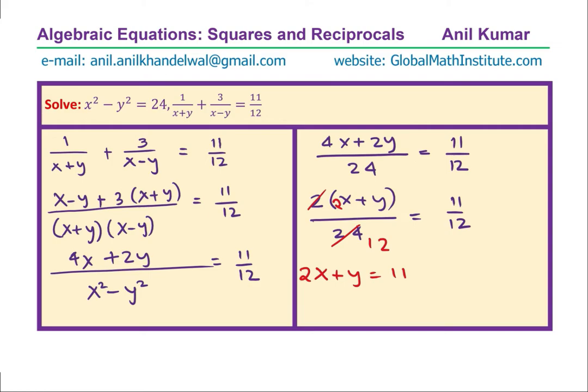Because when you take 2 common, 4x you get 2x, right? So 2x plus y equals 11. Perfect. Now from here, you can write y in terms of x, which is 11 minus 2x. So we get the third equation.